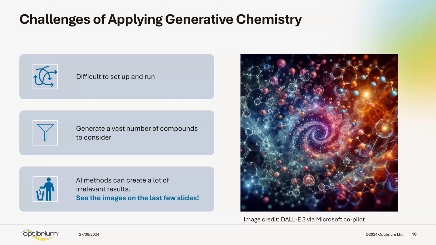And one of the reasons this is particularly challenging is that these methods can create a lot of irrelevant, unfeasible or uninteresting compounds. And just as an illustration of that, you'll see a number of images on the past few slides. This is the result of asking DALL-E 3 to create an image representing generative chemistry, including chemical structures. And let's just say that it didn't exactly hit the nail on the head.